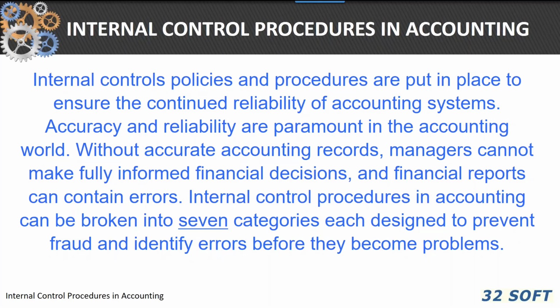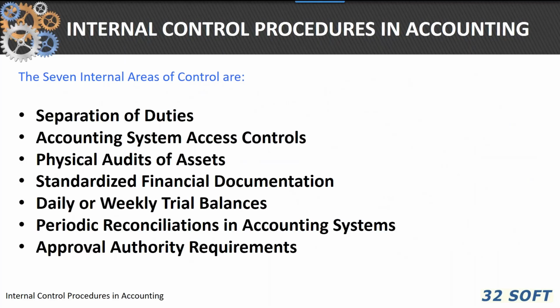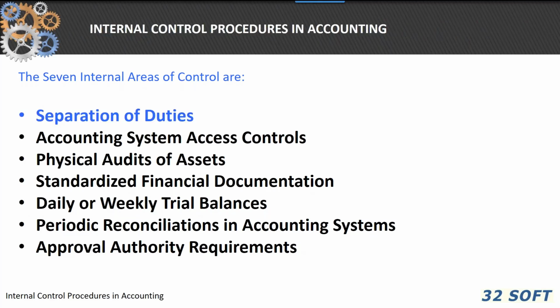Accountants and managers can't make informed decisions unless the financial reports of the organization contain no errors. Internal controls in accounting can basically be broken down into 7 areas or categories, and these include separation of duties, accounting systems, physical audits, standardized forms, financial daily and weekly trial balances, and periodic reconciliations.